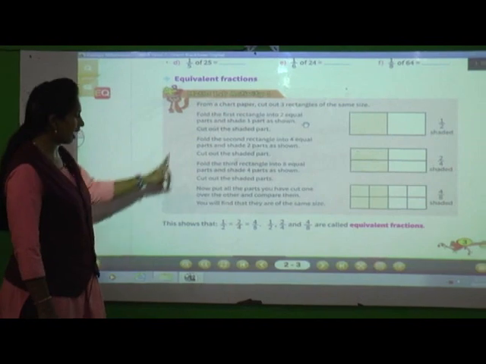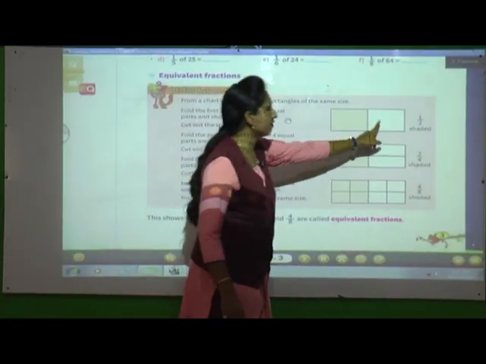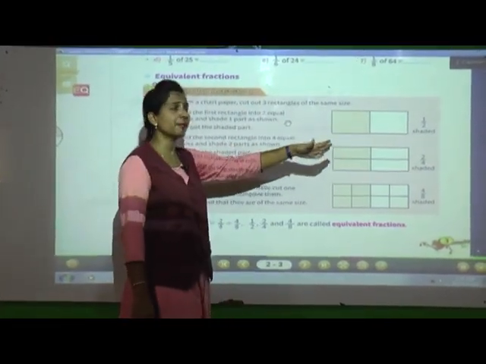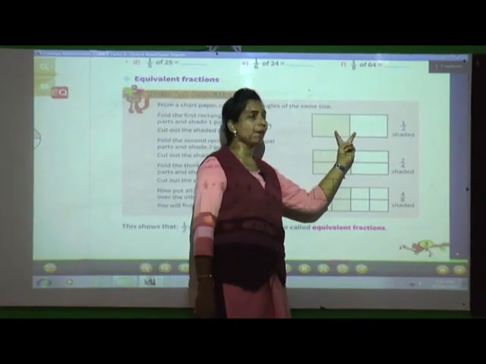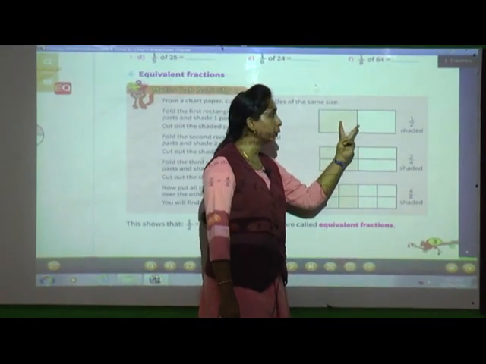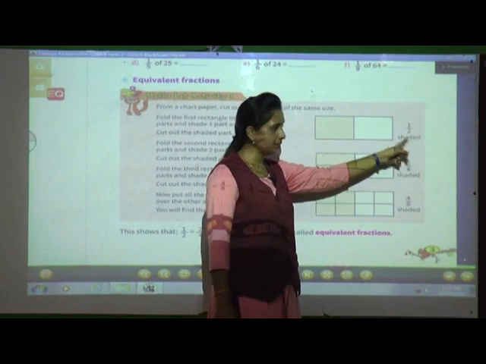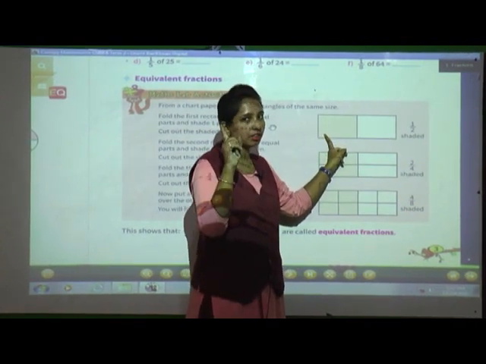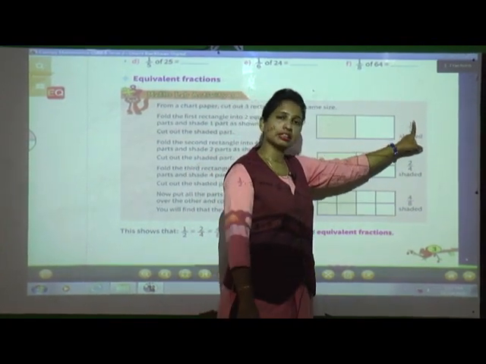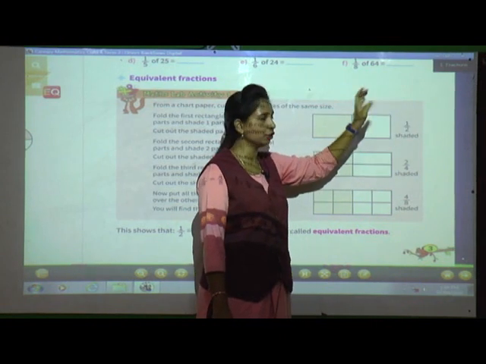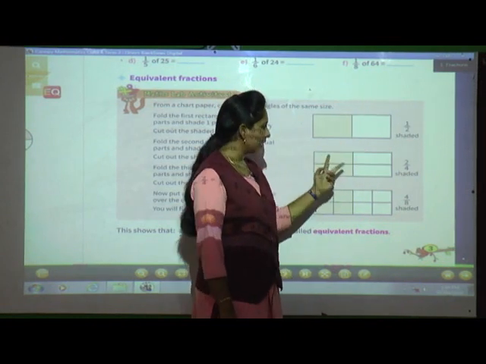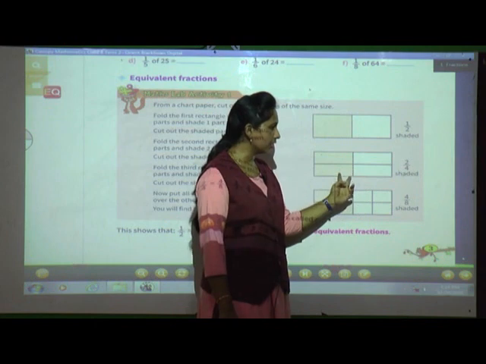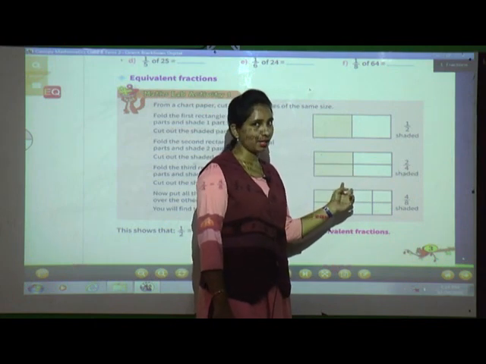In the first part, as they have shown, 1 divided by 2. What is 1 divided by 2? See, what is the whole? How many parts have we made? 2 parts. We have to write that at the denominator. And how many parts have we colored? 1. So we write that in the place of numerator on the top. So 1 by 2.